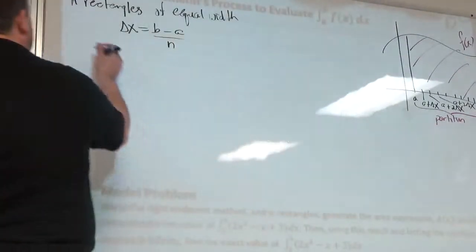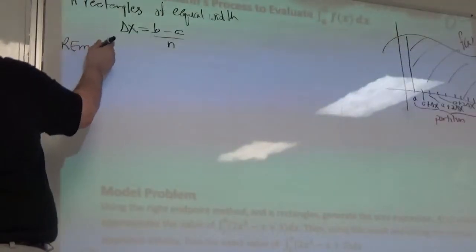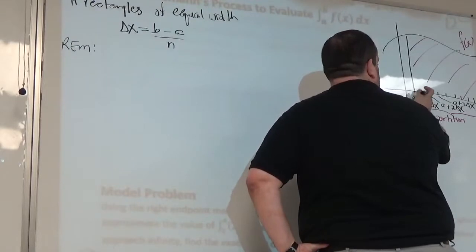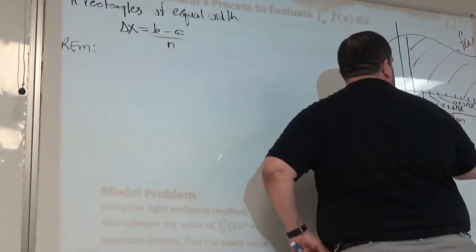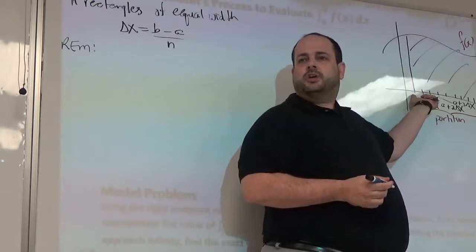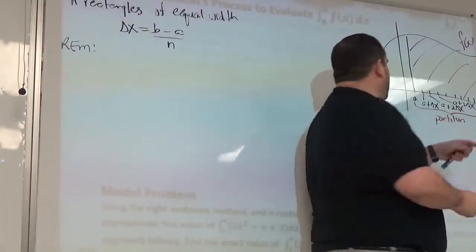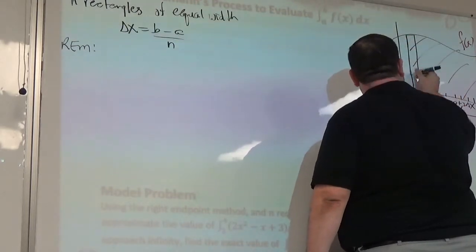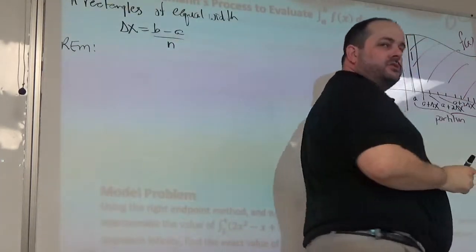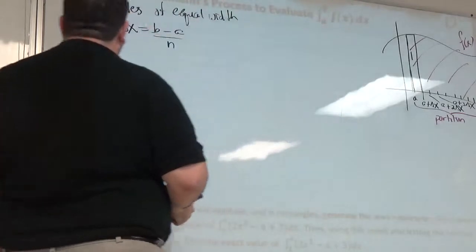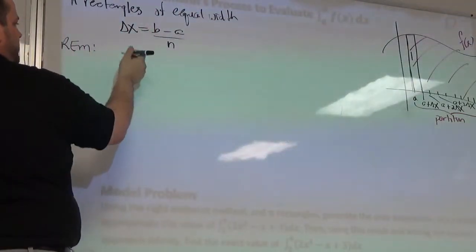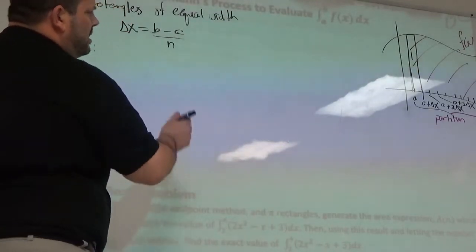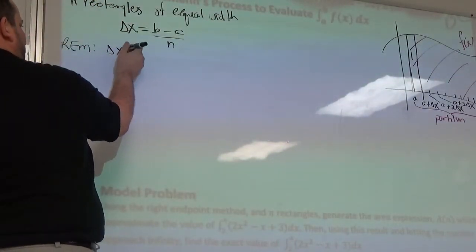If I'm going to do the right endpoint method, which I'm just going to abbreviate as REM, I'm going to go on this first interval from a to a plus delta x. We're doing the right endpoint method, so I take the right endpoint and go up, go over, go down. That's the first rectangle. To find its area, I take the width. How wide is that? Delta x.